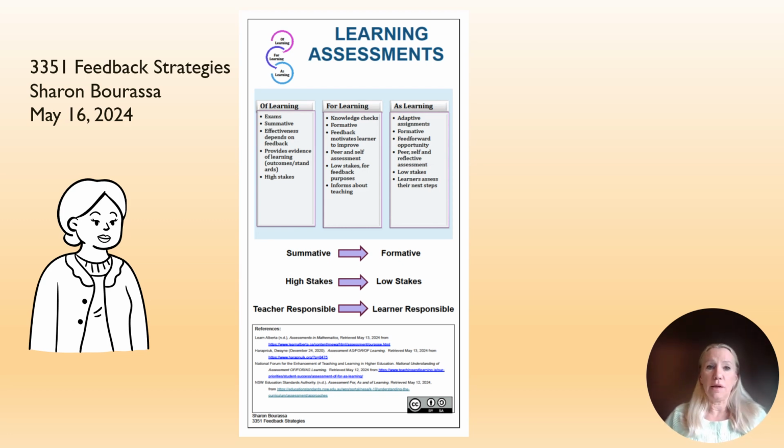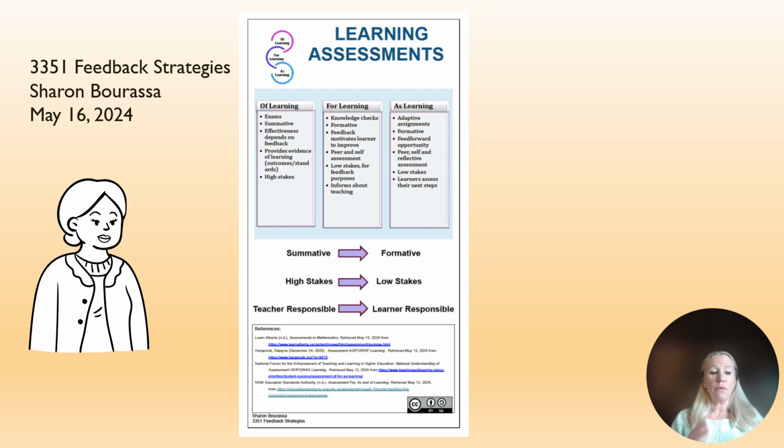Now, I use the adaptive assignments with my accounting class. It's something that the textbook publisher offers to the student. So I create the assignment based on the outcomes and the objectives that the students are to learn, and then the adaptation piece is ingrained within the software. Now, this is formative. There's feed-forward opportunity for the student. It's peer, self, and reflective. And these are low stakes. So the learners will assess their next steps in learning from the results of their adaptive assignments.